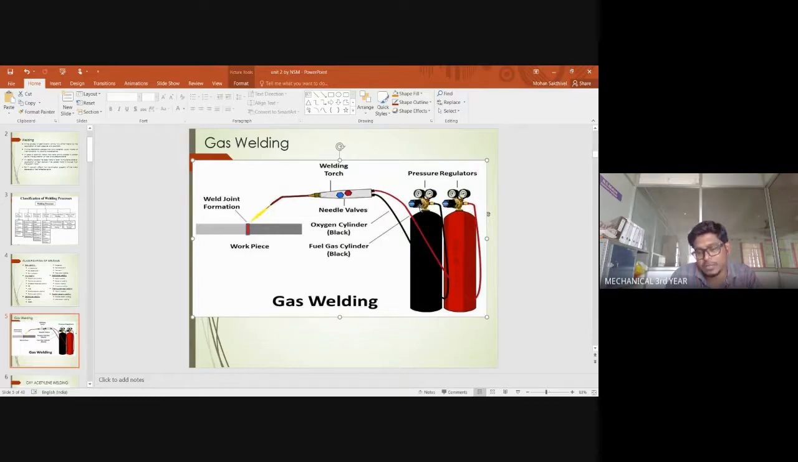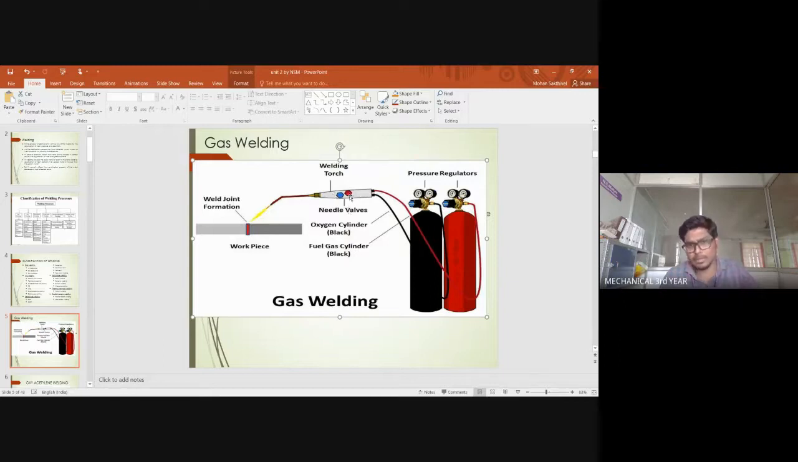I'll just say what are the things available here, and then we will be discussing the applications of those parts. Then we have the pressure gauge, which indicates how much working pressure is maintained. That can be indicated with the help of this pressure gauge. And we have the hoses, which are of the same color. If it is the oxygen cylinder, the hose will be black, and if it is the acetylene cylinder, the hose will be maroon.